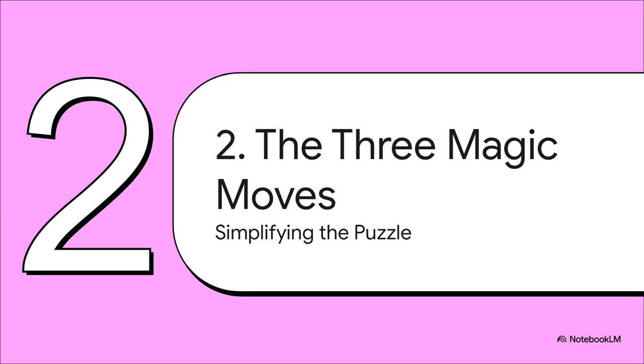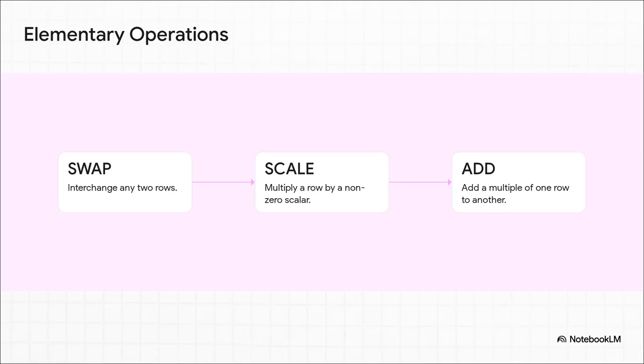Okay, so we've met the matrix, but how do we actually do anything with it? Well, you can't just go in and change numbers wherever you want. There are rules. In fact, there are 3 specific legal moves. Think of them as the 3 magic moves that let us solve the puzzle inside the matrix without breaking it. And here they are: swap, scale, and add. That's it. These are the only tools you need.